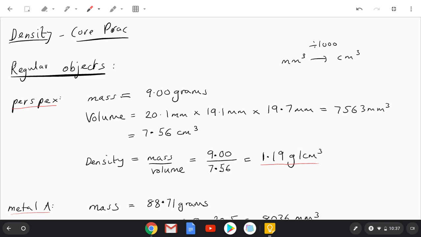Density core practical. You've watched the videos for this core practical, and there were several instructions for you to find the density of regular objects, irregular objects, and a liquid. So I'm going to talk you through the calculations that you should have done.